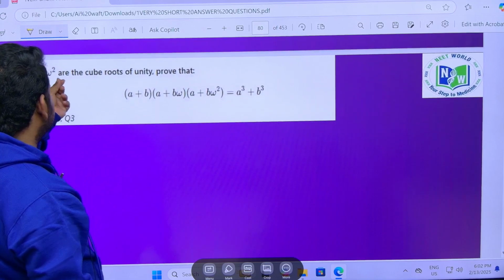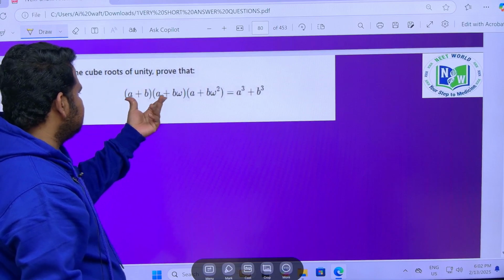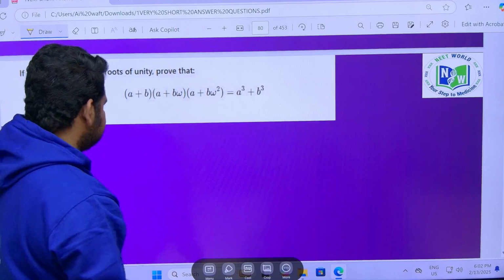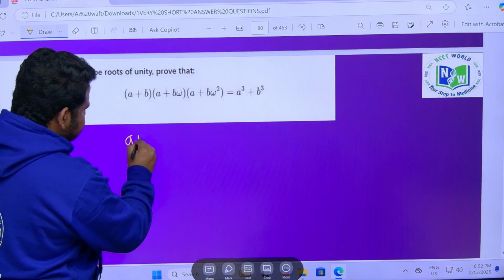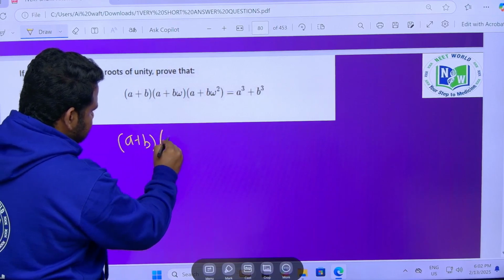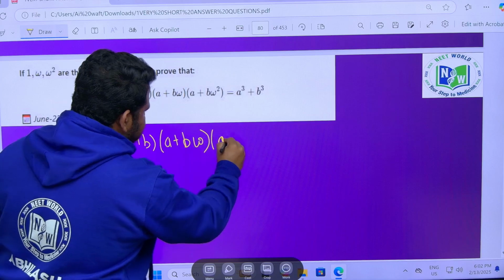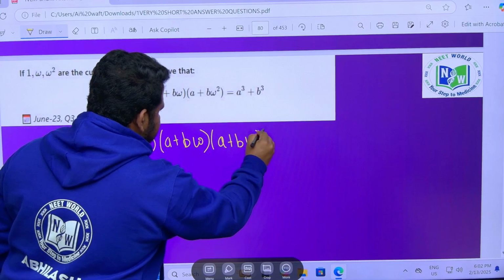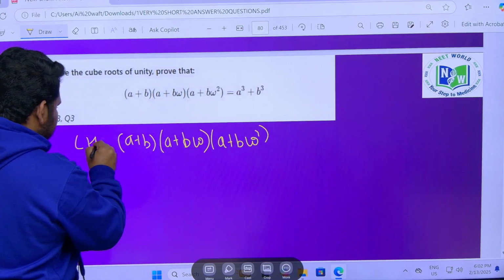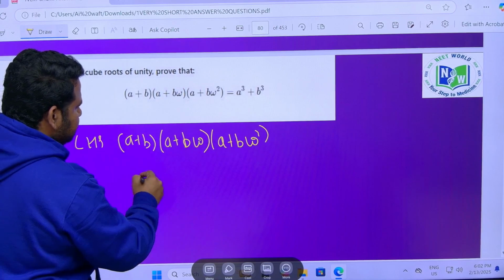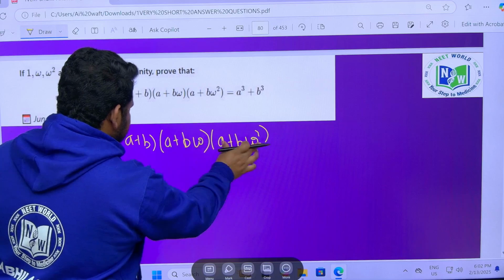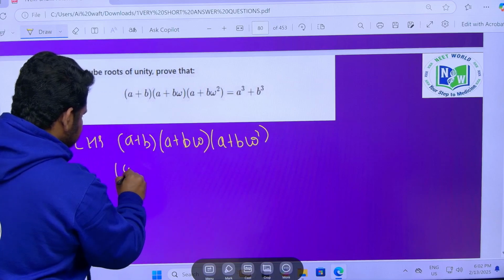If 1, omega, omega square are the cube roots of unity, prove that this LHS is equal to RHS. We have to prove. Simple. This is the last question. Let us take A plus B omega into A plus B omega square. LHS I have taken. Okay, so first let us multiply this one. Let us keep A plus B as it is.